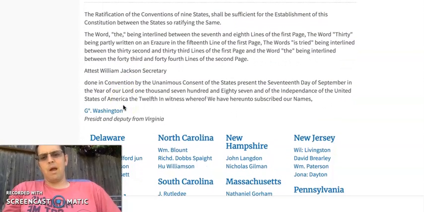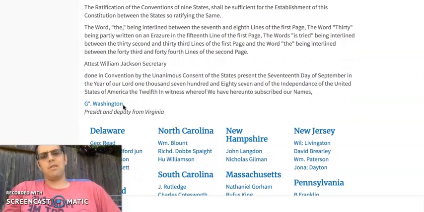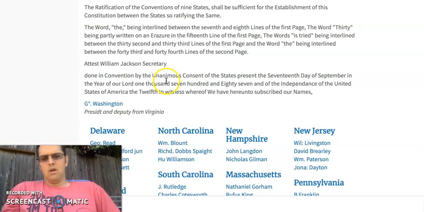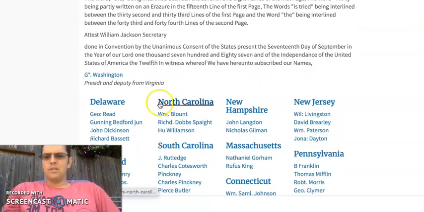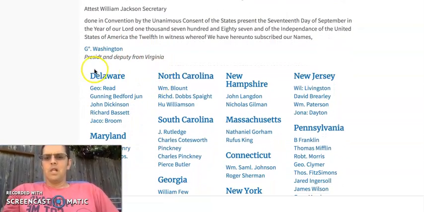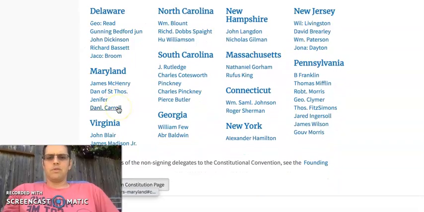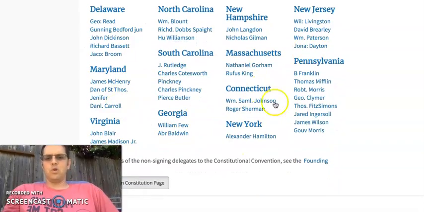Done in convention by the unanimous consent of the states present, the 17th day of September. That's when I should be reading this. In the year of our Lord 1787, and of the independence of the United States of America the twelfth, in witness whereof we have hereunto subscribed our names. G. Washington, President and Deputy from Virginia, Delaware, North Carolina, New Hampshire, New Jersey, Maryland, South Carolina, Massachusetts, Pennsylvania, Georgia, New York, Connecticut, and so on.